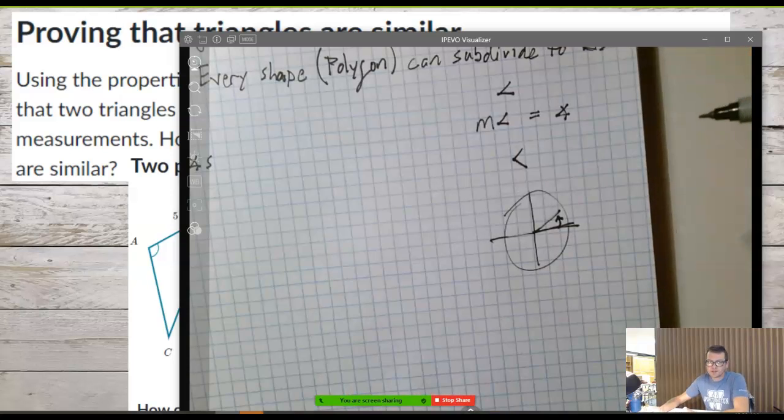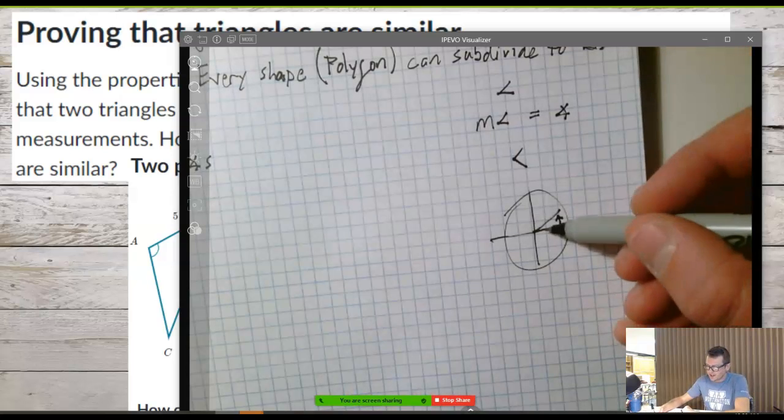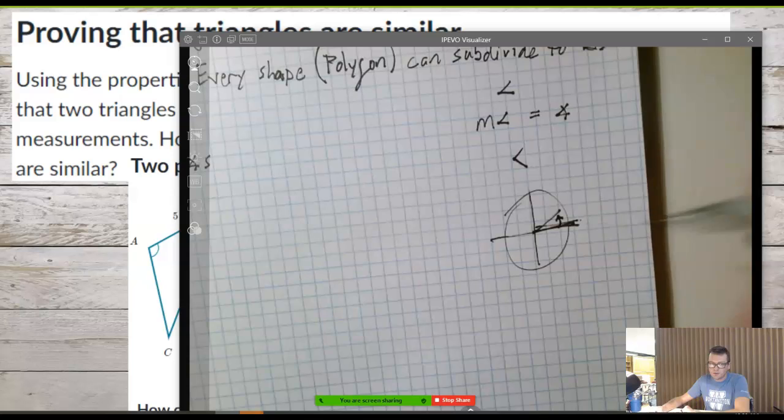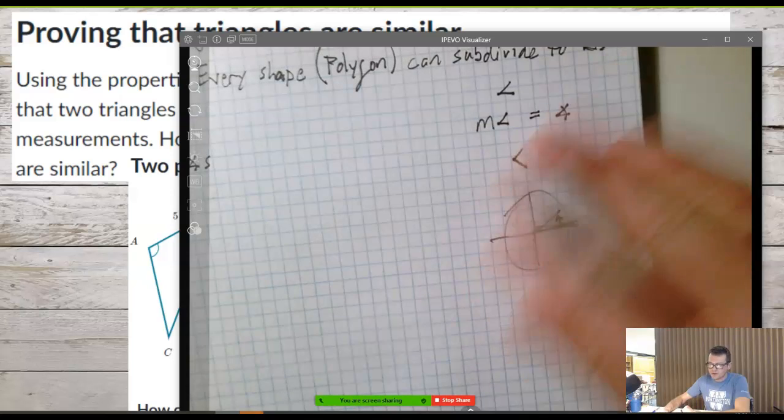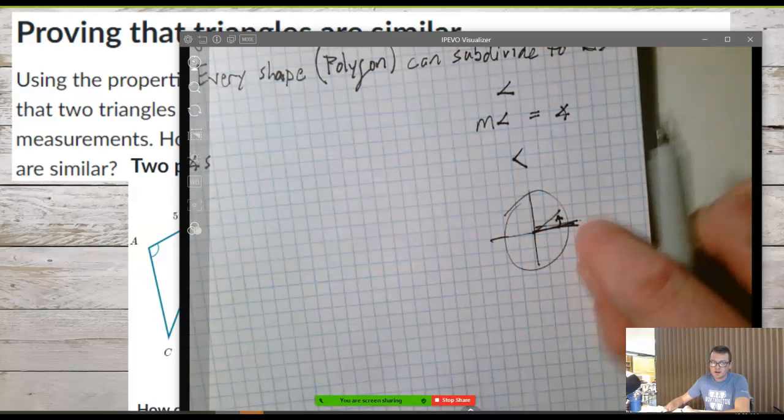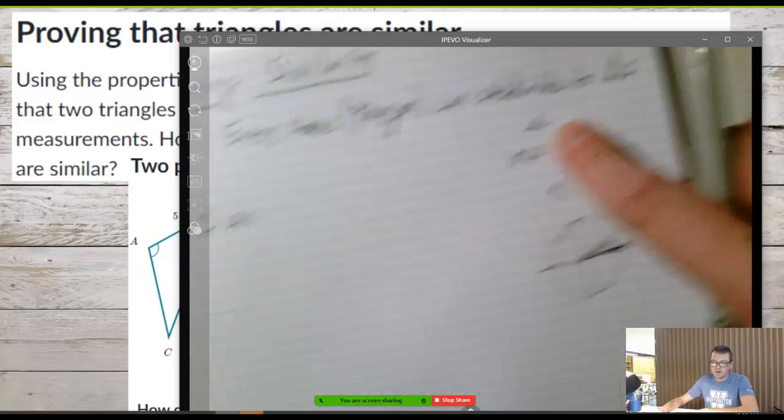So when angles start in the unit circle, they start flat. They start pointing out along what is like our x-axis. We'll talk about the unit circle later in the year, but this is kind of where this is derived from.